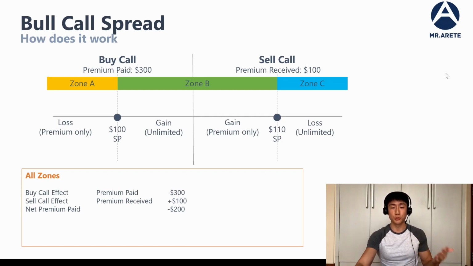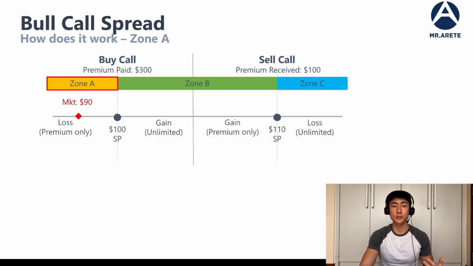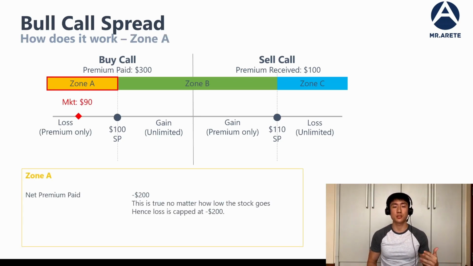Now let's go through zone A. For zone A, let's assume that the stock price closes below our strike price of $100. For this case, with our buy call, we will lose $300, and with our sell call, we will make $100. Therefore, our maximum loss for this entire trade is capped at $200, which is also the net premium that we paid in the beginning, no matter how low the stock goes. If the stock goes to $0, it's the same scenario, and that's the beauty of this strategy. Our net loss is capped at the total premiums that we paid.